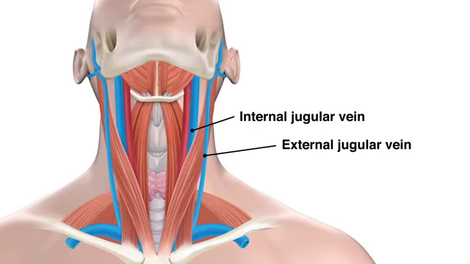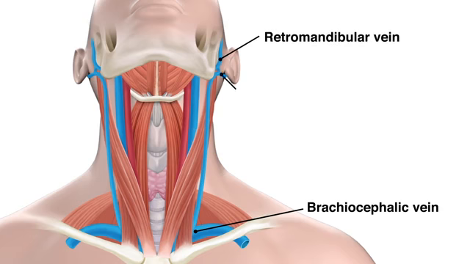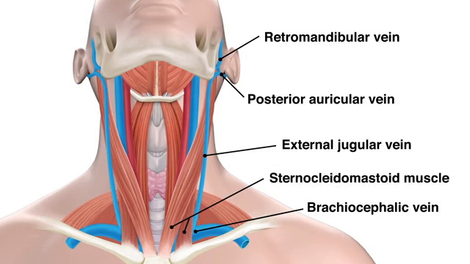The external and internal jugular veins receive blood from the brain, face, and neck, and they drain into the brachiocephalic veins. The retromandibular vein and the posterior auricular vein join at the angle of the mandible to form the external jugular vein, which receives blood from the outer part of the cranium and the deep tissues of the face and neck. The external jugular vein runs inferiorly in the subcutaneous tissue of the anterolateral region of the neck, beneath the platysma muscle but superficial to the sternocleidomastoid muscle.